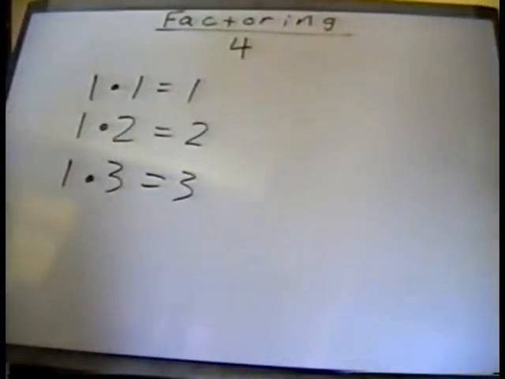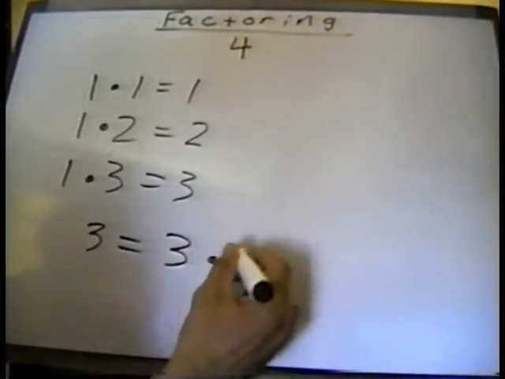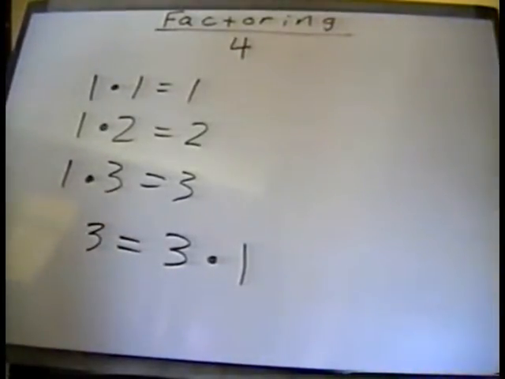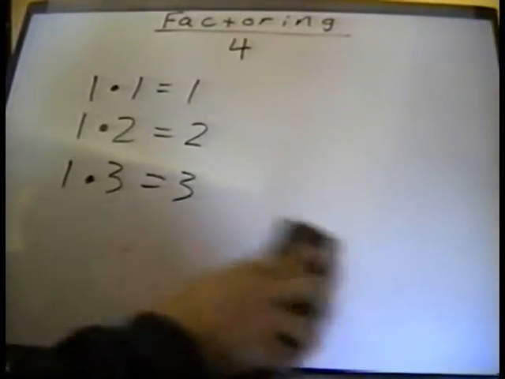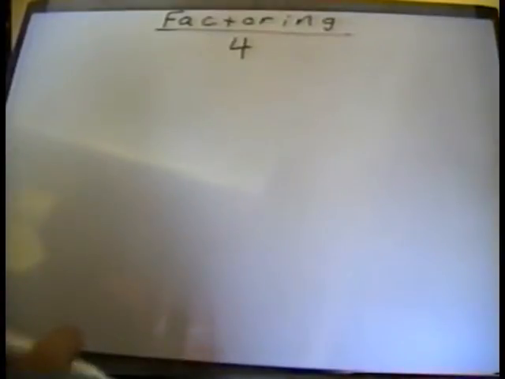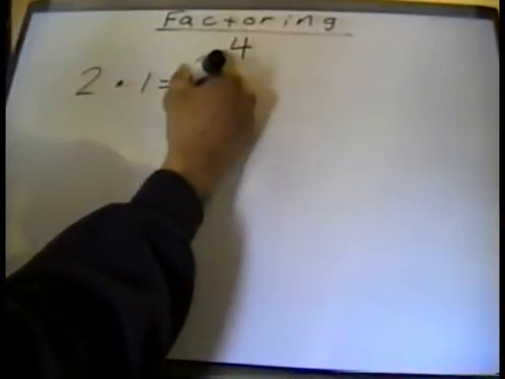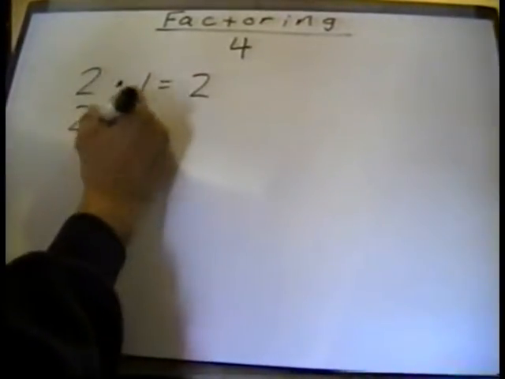Right? 1 times 3 equals 3. So here, if you reverse it, you see that any number can be written as itself multiplied by 1. You see? Now 1 is a factor of every number.